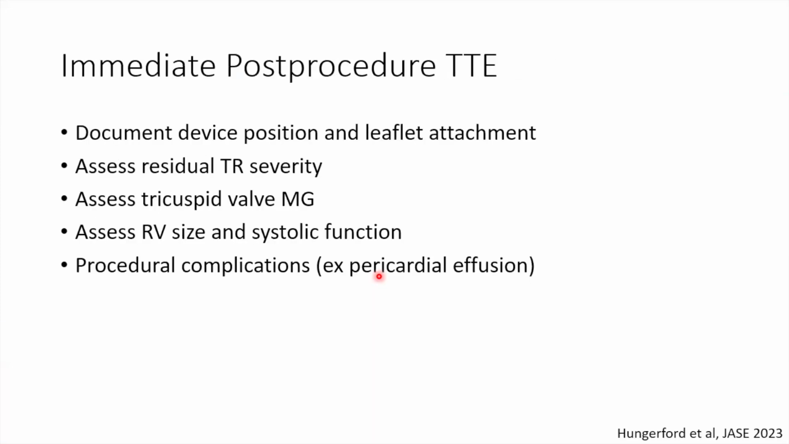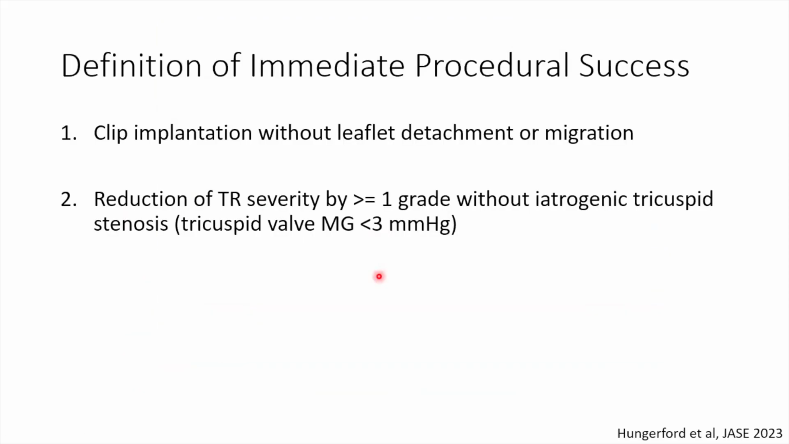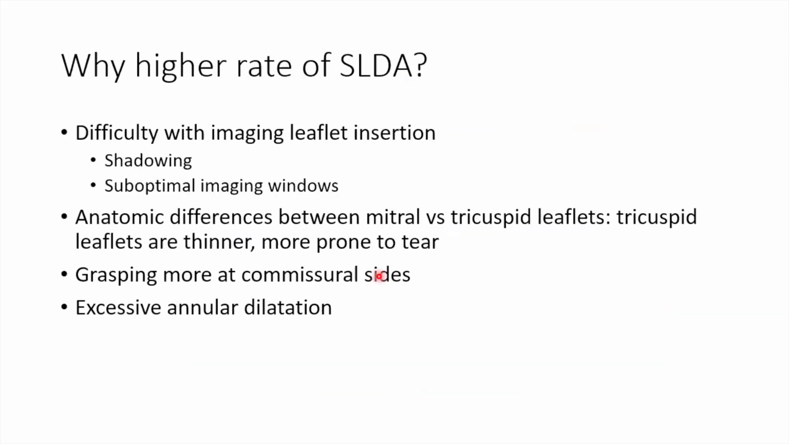I don't have time to go through tricuspid tear from an assessment standpoint, but really it's a very similar theme, in that PISA quantification by echo is difficult in these cases. We use what we can apply from assessment of native tricuspid regurgitation to post-tear patients. But I think the one thing to note is that the likelihood of SLDA post-tricuspid tear is much higher. It's about 7%. And there's a couple of possible reasons.